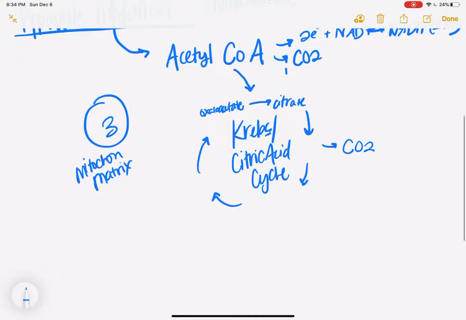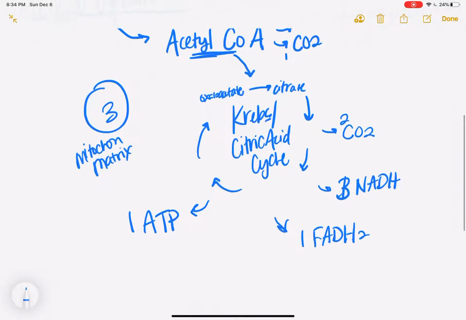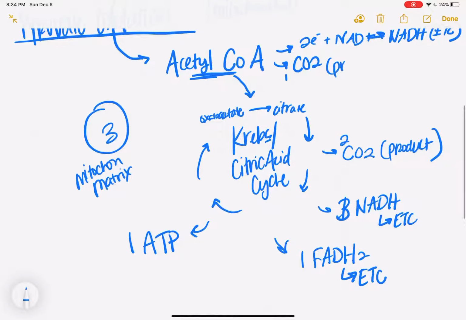This one's going to release 2 CO2s. It's going to release 3 NADH, 1 FADH2, and 1 ATP, okay, per oxaloacetate. And remember, you're going to make 2 of them, 1 from each of the pyruvates. And then, of course, these are going to go to the electron transport chain. This is going to be a product of your respiration, as is the CO2 here.